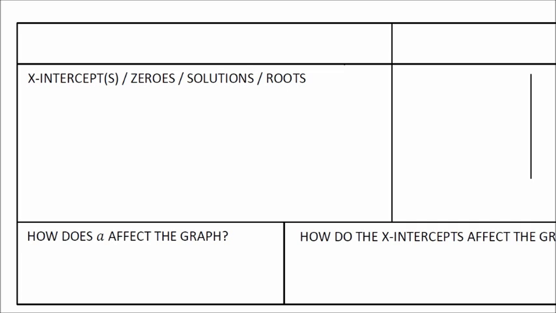This section of your flipbook is all about the intercept form of a quadratic, the intercept form. And let's go ahead and start off the video by writing out what the intercept form looks like. It will look like y equals a times x minus p times x minus q.